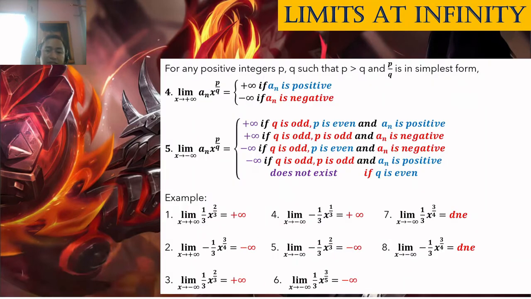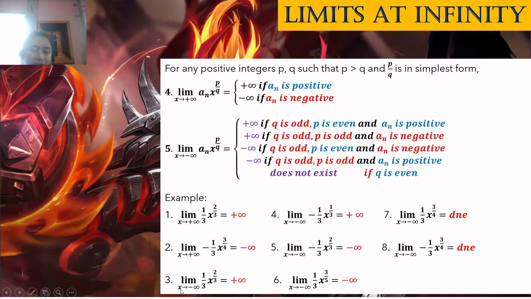Okay, examples. Number 1: the limit of 1/3 x to the 2/3 as x approaches positive infinity. Positive infinity, since the basis is easy, we just look at a n. Since this is positive, the answer is positive infinity. Then number 2, the limit of negative 1/3 x to the power of 1/4 as x approaches positive infinity. We first look at a n; since this is negative 1/3, the answer is negative infinity because this value is always negative. Right?